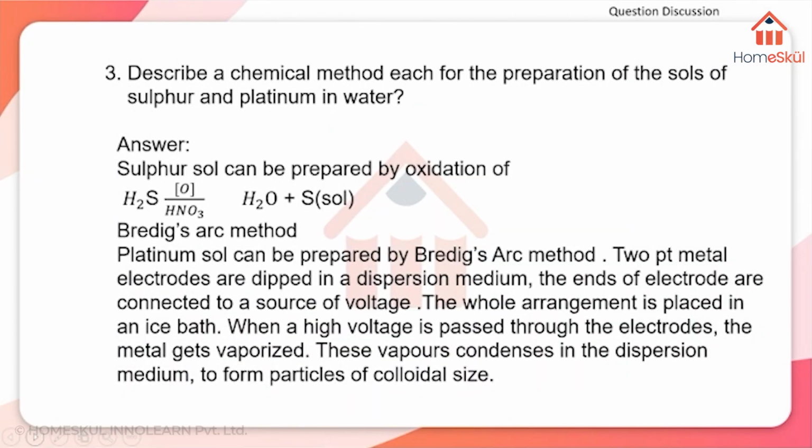Now next one, we'll move on to third question. Okay, describe a chemical method each for the preparation of the salts of sulphur and platinum in water.